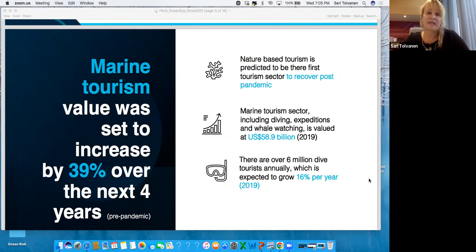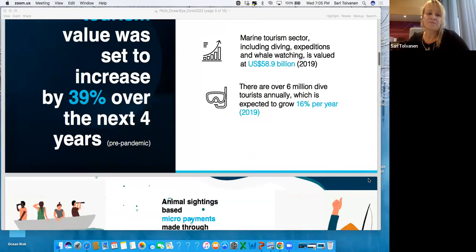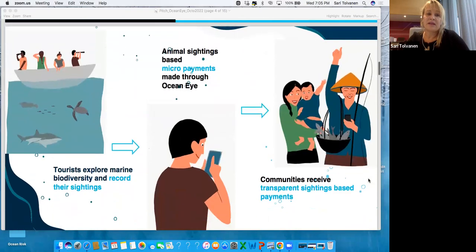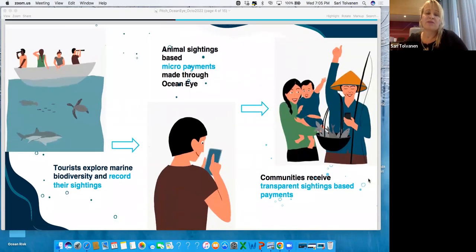Diving particularly, we all know it's very popular, but it was growing 16% per year in 2019, and there are already over 6 million dive tourists in the world. So we're not talking about small segments or a small audience when we're talking about using tourism-based ecosystem service payments. So here's a little infographic just to explain the concept a bit more.